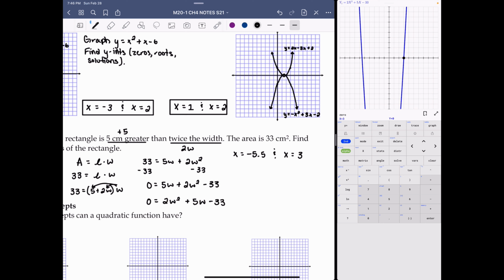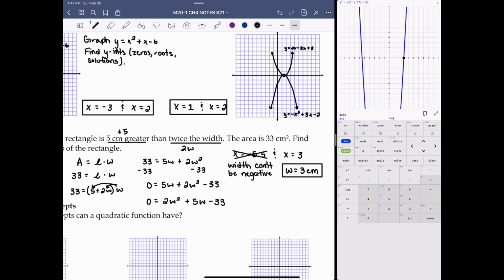If those are widths, it doesn't make sense to have a negative width. How can you have a negative width? So this is not a possible solution because width can't be negative. Then we would have that width equals 3, and this was in centimeters. So our width is 3 centimeters.